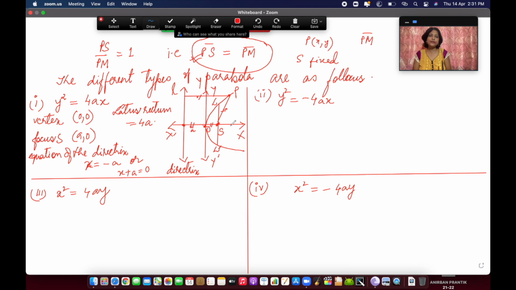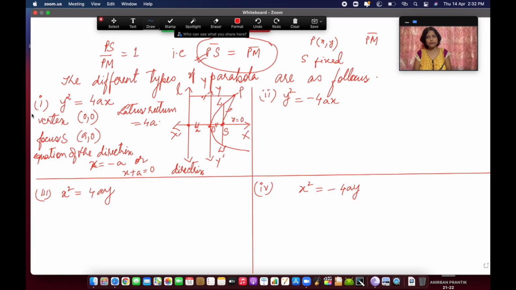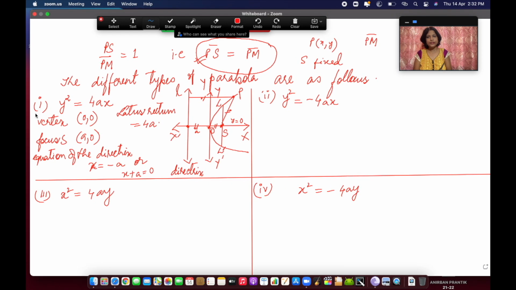Now, the axis of the parabola in this case is the x-axis, and its equation is y equal to 0. This is already known to us from our class 9 concept, that the equation of the x-axis is y equal to 0, and the equation of the y-axis is x equal to 0. So, this is all about point number 1, the standard equation of the parabola y square equals 4ax.